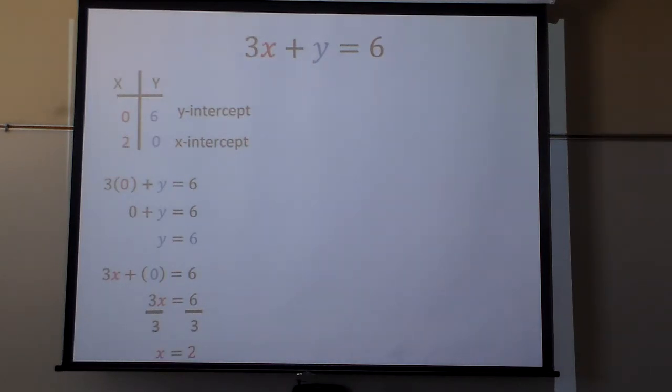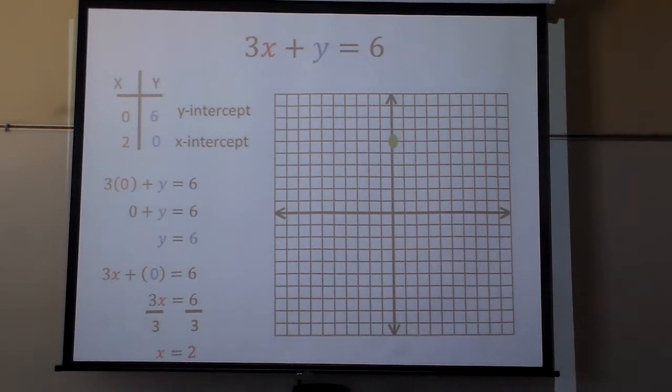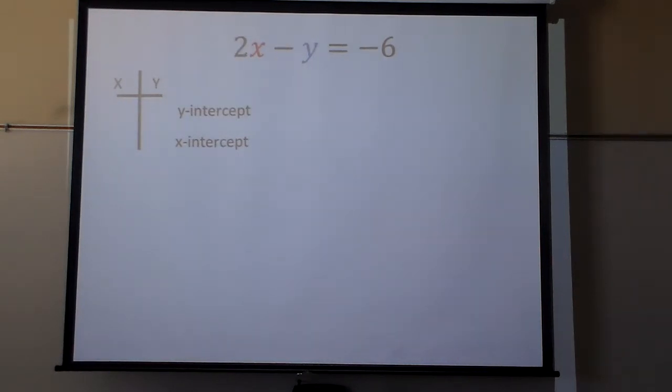So if I want to graph it, I'm going to put a dot at 0, 6, and once again one at 2, 0, and connect the dots, and I have just graphed that. Wow, that's really cool. Let's try one now with a negative y. Well, it's not much different, but there is one difference.